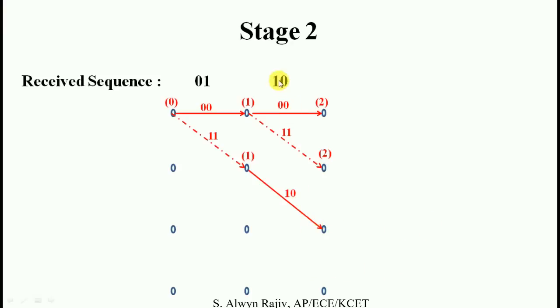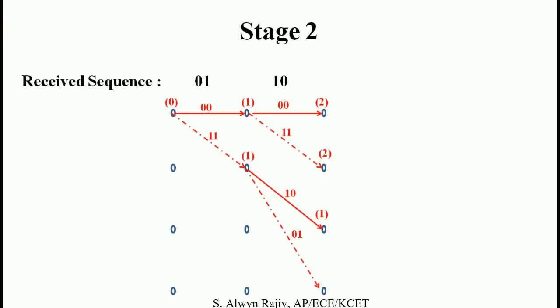The value becomes no change. The value becomes 0. The metric value becomes 1. Next, the present state is B. The input becomes 1. It mentioned the dotted line. The next state is D. The code word becomes 0, 1.